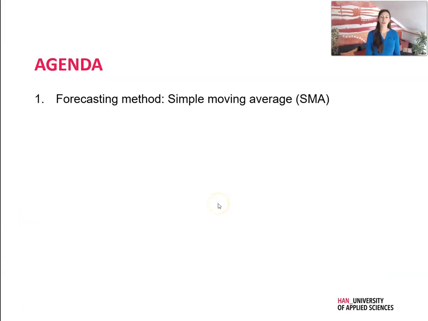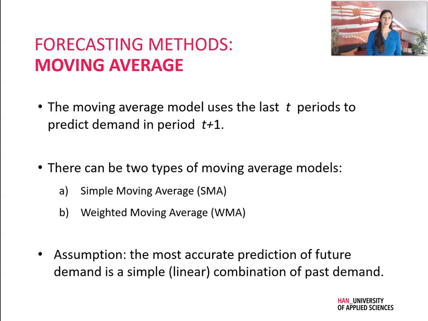In this video, we will discuss the first of three forecasting methods that we'll cover in this class, which is the simple moving average, or SMA. Now, we will discuss two types of moving averages, and the moving average model uses what we call the last T periods to predict demand in period T+1.